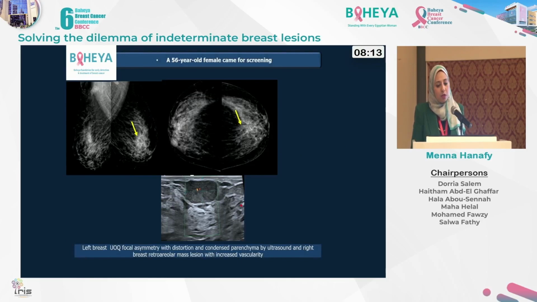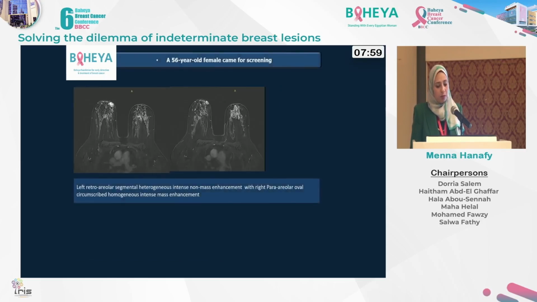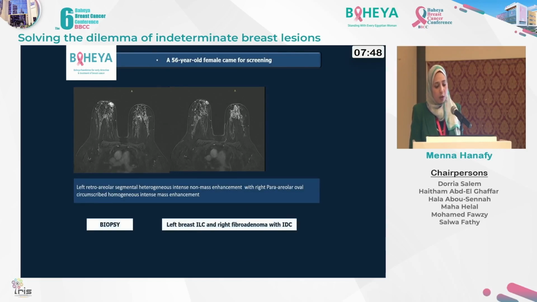A 56-year-old female patient came for screening. Her mammography revealed left breast upper outer quadrant focal asymmetry with distortion and contents parenchyma by ultrasound, and a right breast retroareolar mass with increased vascularity. MRI was performed, revealing left retroareolar segmental heterogeneous intense non-mass enhancement, with a right paraareolar circumscribed homogeneous intense mass enhancement. Biopsy was performed from both lesions. The left breast was invasive lobular carcinoma and the right breast was fibroadenoma with invasive duct carcinoma.